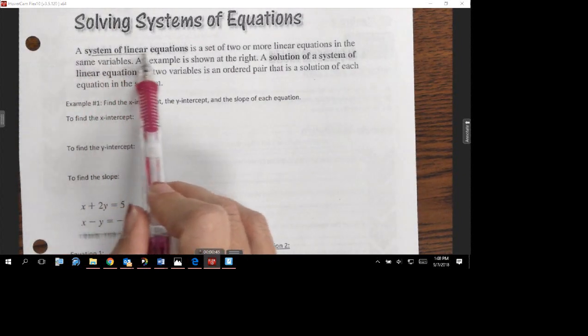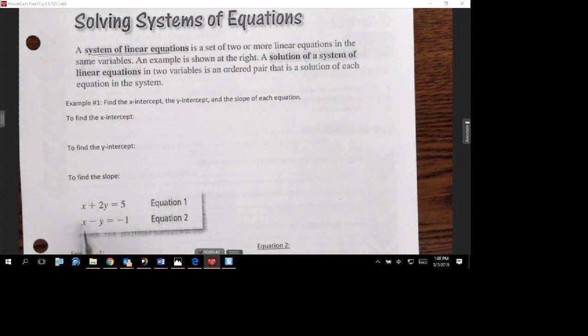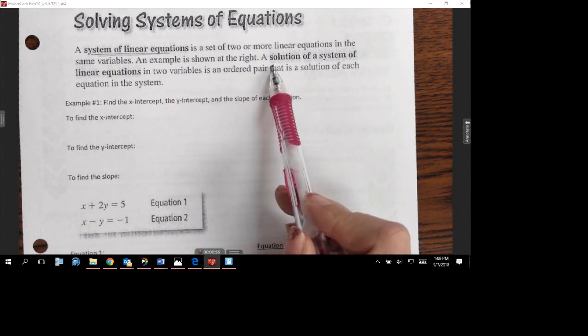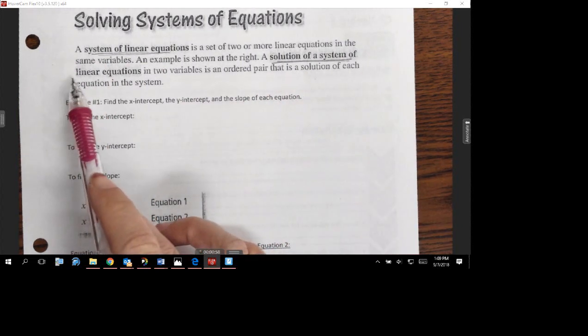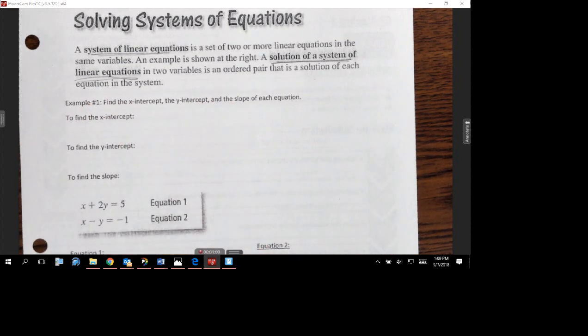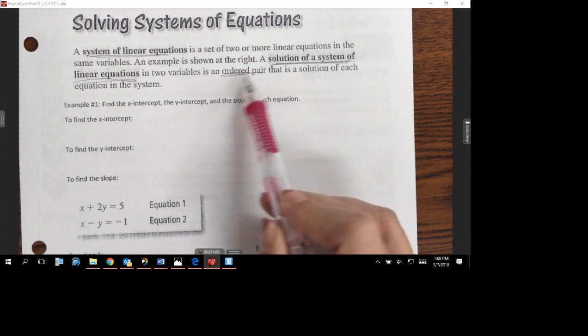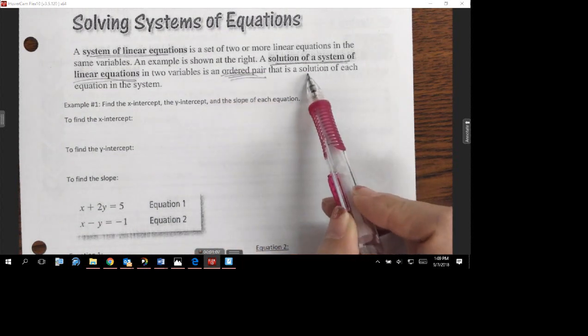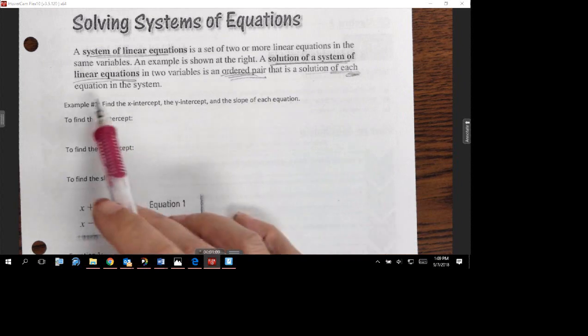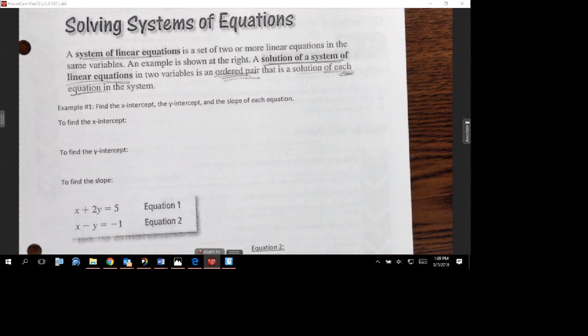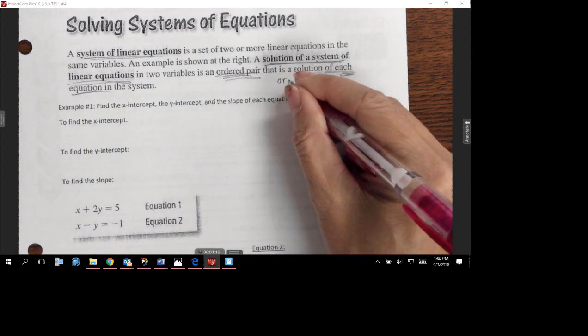A system of linear equations would be like this example right here in the box that has two equations, and both equations use x and y. To find the solution of the system, we're asked to find an ordered pair that is a solution of each equation in the system. We're trying to find an ordered pair that they share, so they have an ordered pair in common.